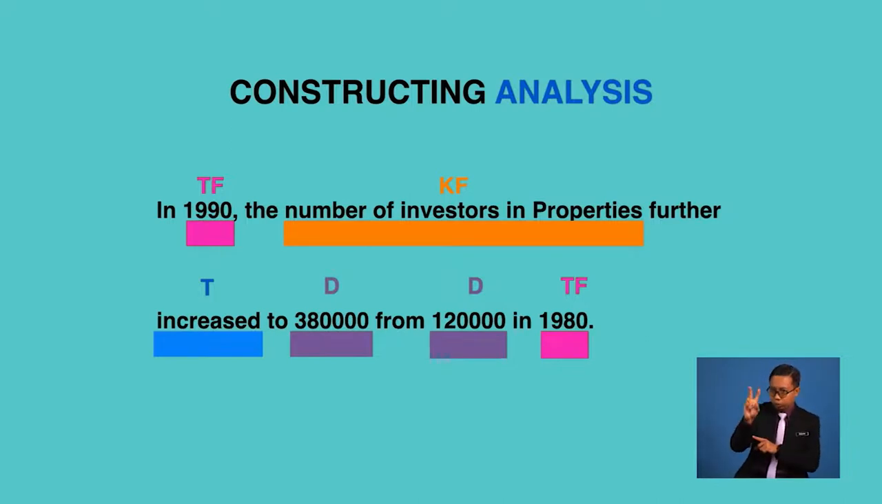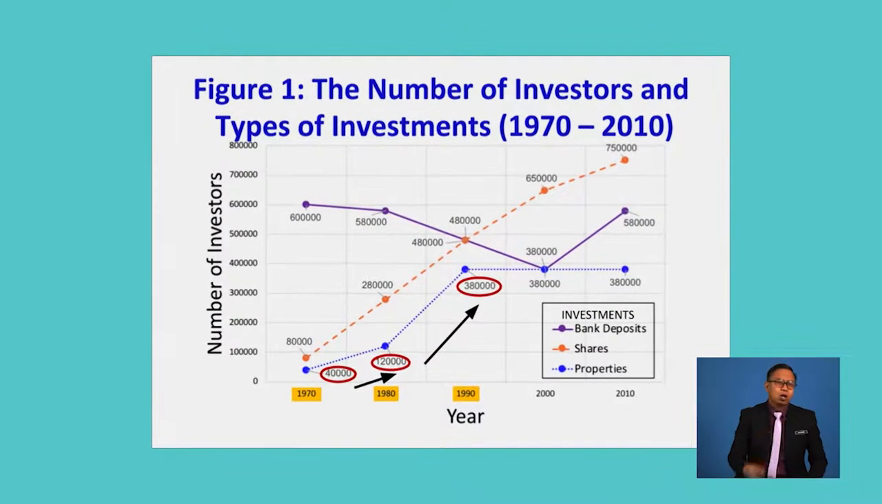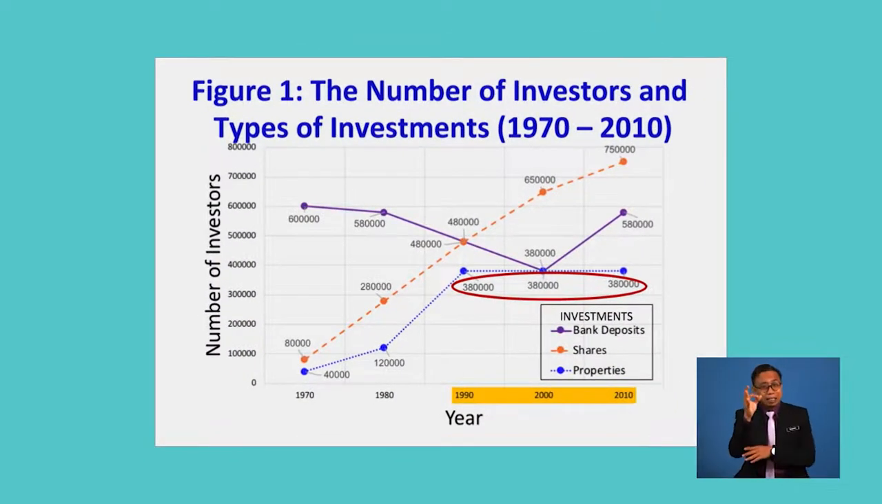120,000 in 1980. We can see the upward trend in the number of investors in properties from 40,000 in 1970 to 120,000 in 1980. The number further increased to 380,000 in 1990. However, the trend obviously changed in the year 2000 and 2010. We don't see any movement in the number of investors in 1990, 2000 and 2010, do we?